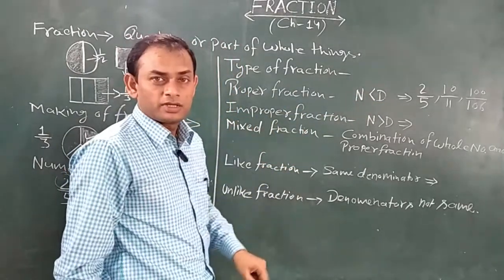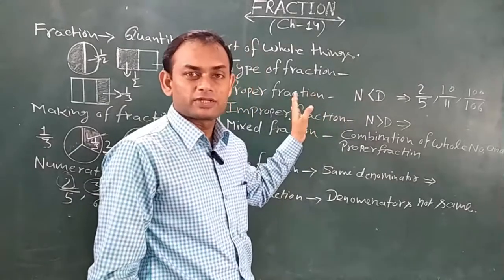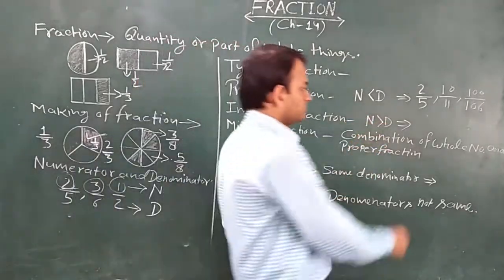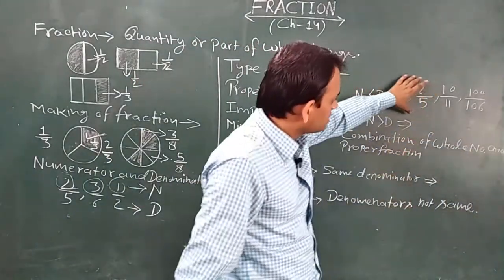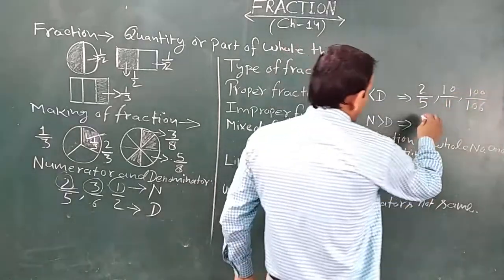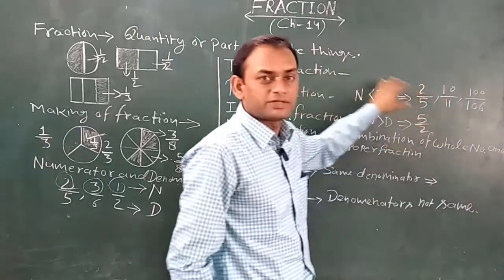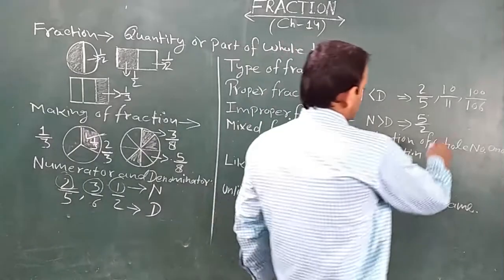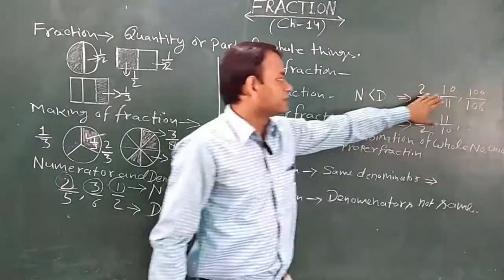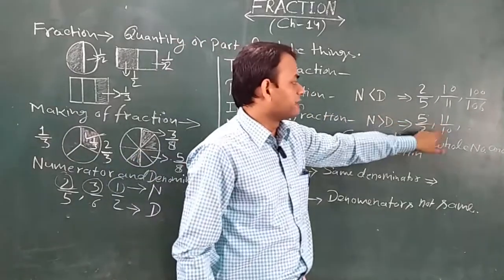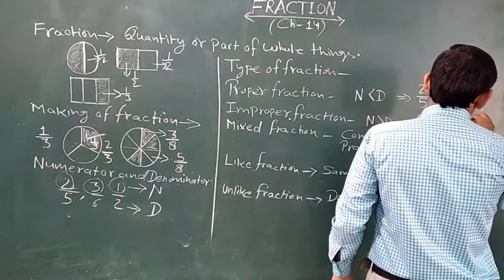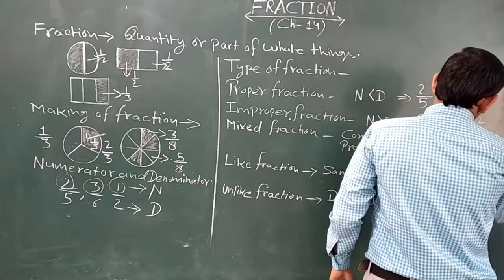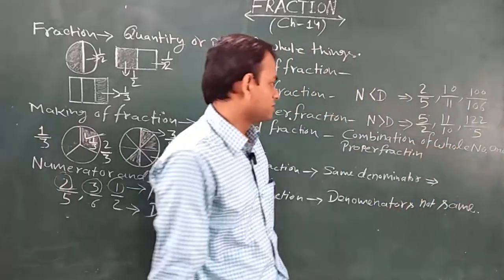Now the improper fraction. It is just vice versa of the proper fraction, just the opposite. It means where the numerator is greater than the denominator. You can write these examples also, like 5 upon 2. Here 2 upon 5 is proper, but if you write 5 upon 2, then it becomes an improper fraction. Same, 10 upon 11 is proper and 11 upon 10 is improper. Same like 122 upon 5. This is also an improper fraction.